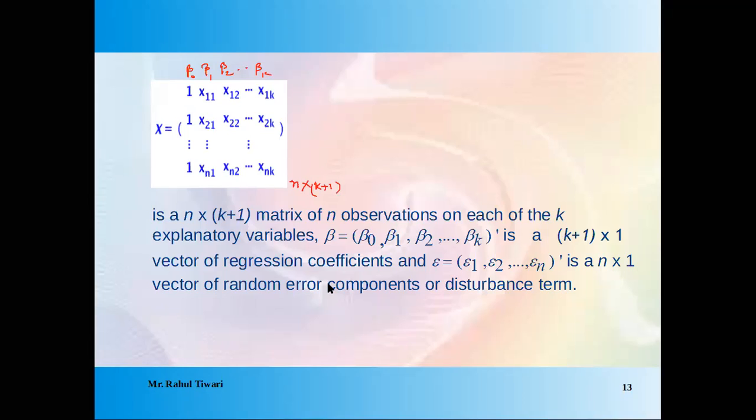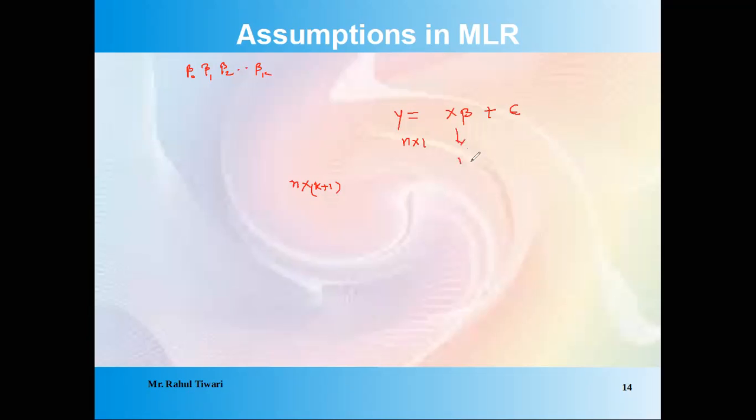So overall what I mean to say is, if I have this equation, y is equal to x beta plus epsilon. Okay, so we know this y is n into 1 observations, your x is n into k plus 1, and your beta is k plus 1 into 1, and epsilon is n into 1.